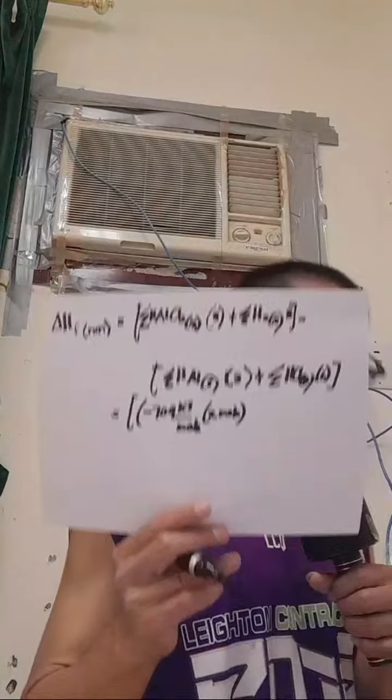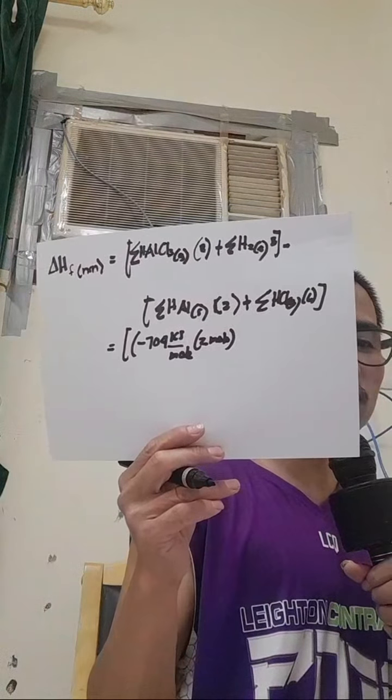So in here, let's check. The enthalpy of formation for aluminum chloride is negative 7. Oh my gosh, spontaneous. So substitute here. Aluminum chloride given negative 704 kilojoules per mole times 2 for the aluminum chloride. So 2 moles like this. That is negative 704 kilojoules per mole times 2.